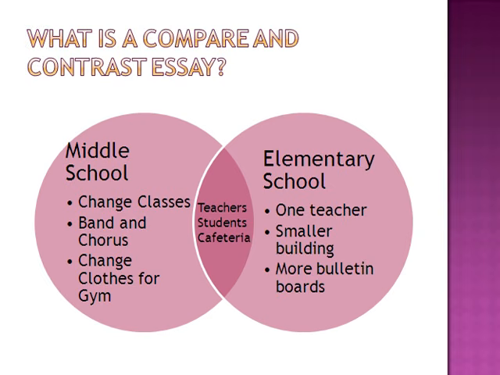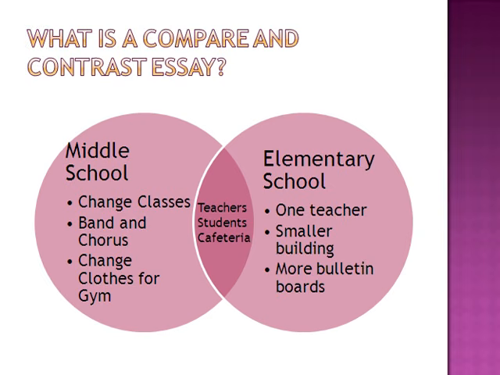And then on the left side, underneath middle school, we talk about all of the things that are unique to middle school. Unique meaning that they only happen in middle school. You change classes, you have band and chorus, you change clothes for gym class. And then on the right side, the things that are unique about elementary school.